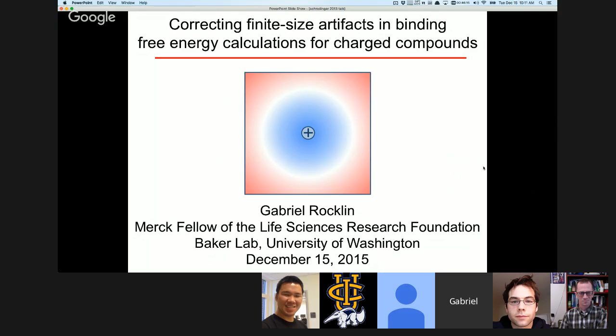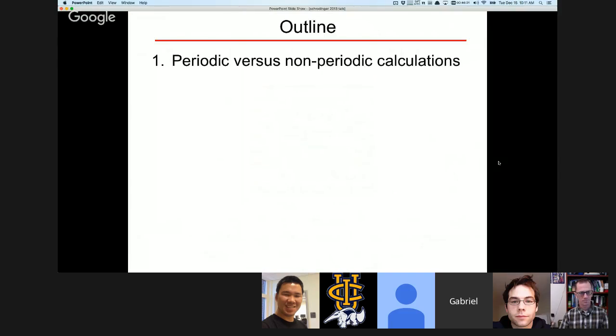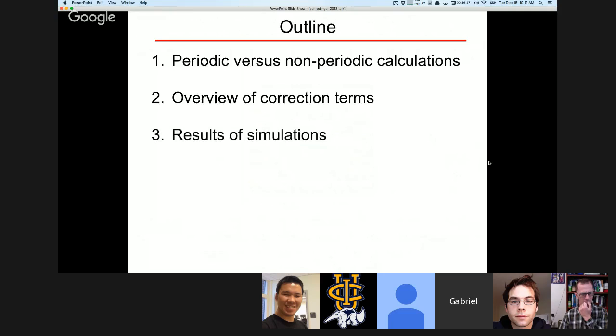So, binding free energy calculations of charged compounds. I'm going to organize this into 3 different pieces. I'm going to start by telling you the major important difference in terms of electrostatics between periodic and non-periodic boundary calculations, then an overview of the correction terms that we worked out in this 2013 Chem Phys paper that I encourage everyone to read. And finally, the results of the simulations that show that these correction terms are useful and accurate.